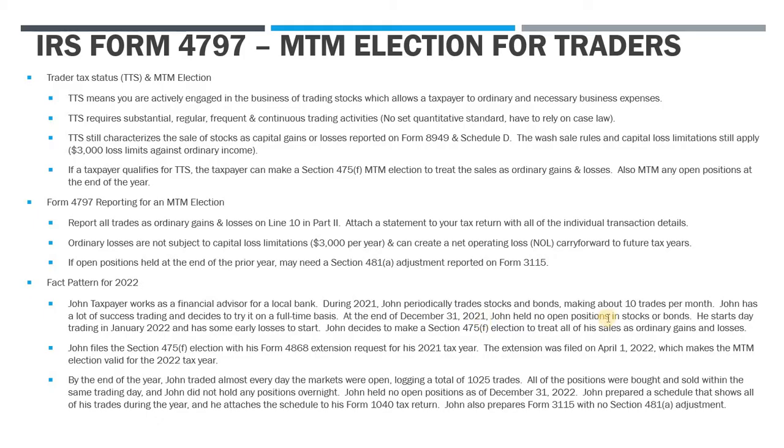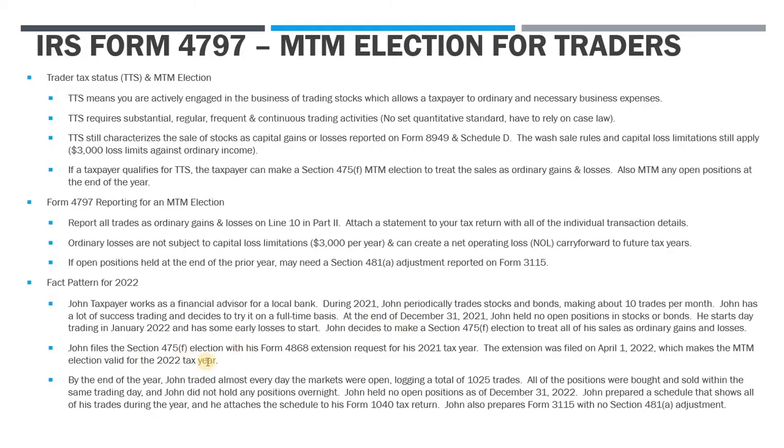He had nothing open in stocks or bonds. And then he started day trading full-time in January 2022. So he left his job, started day trading in January 2022, and then he had some early losses to start. So he decided to make this MTM election to treat all those sales as ordinary gains and losses. So how did he go about doing that?